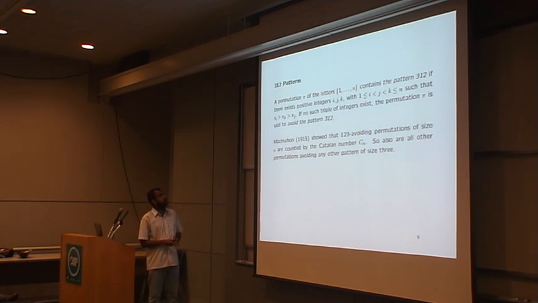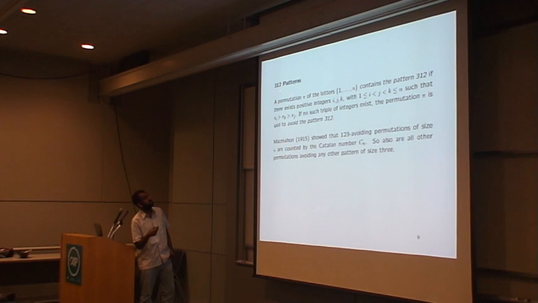Okay, so now I directly go to the 312 pattern, the notion of 312 avoidance. I consider a permutation of the letters 1 through n. I say that it contains a pattern 312 if there are positive integers i, j, k, ordered in that way, such that pi i is greater than pi k is greater than pi j. So this is the 3 greater than 2 greater than 1 condition. The number of such permutations is counted by the Catalan numbers.